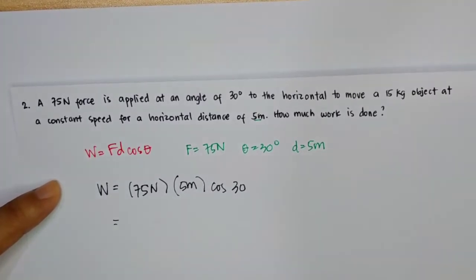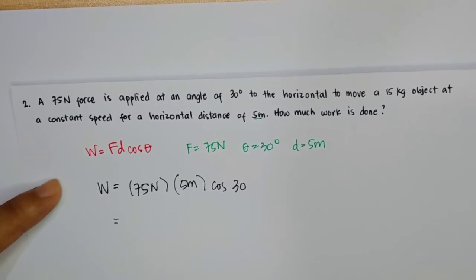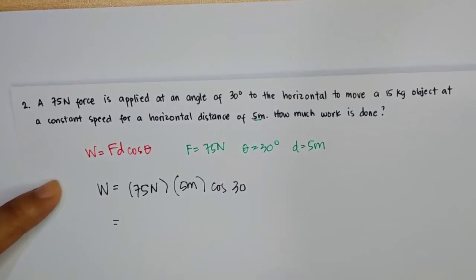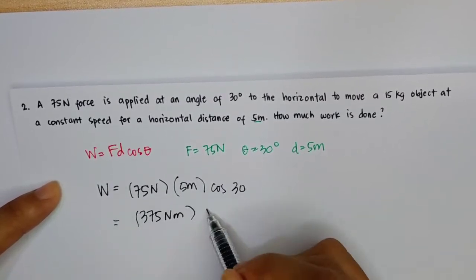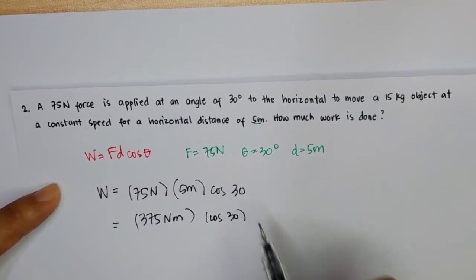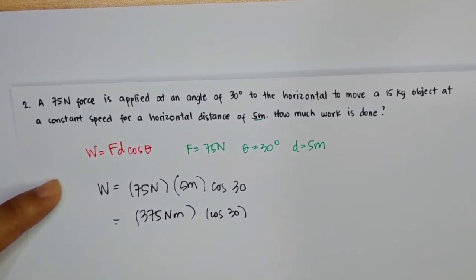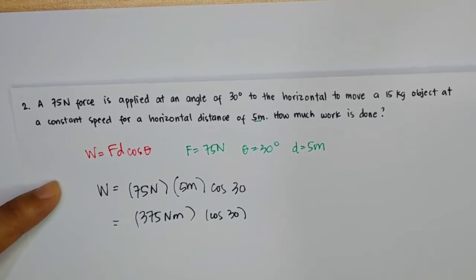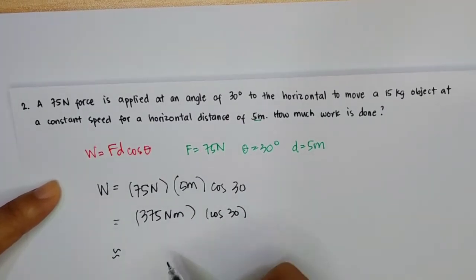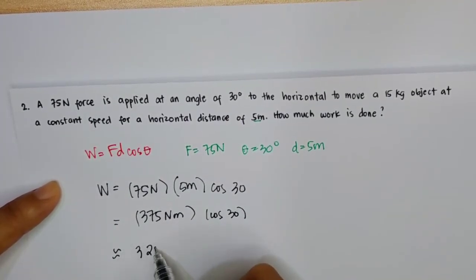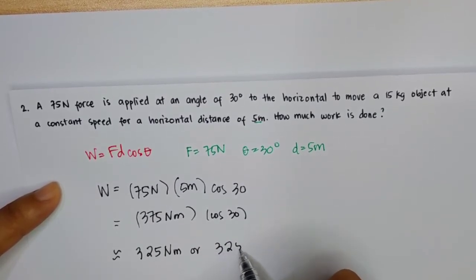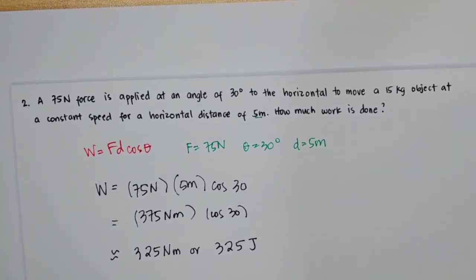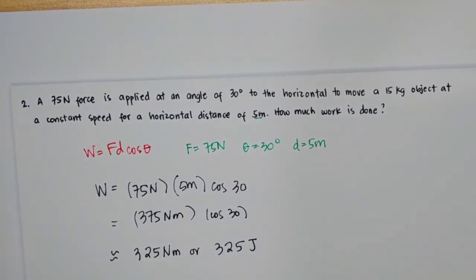So we have here 75 times 5, that is 375. Okay, this is 375 Newton meter times cosine 30. So that will be approximated to a whole number. So this is 325 Newton meter, or 325 joules. Okay, so that is the work done on the system.